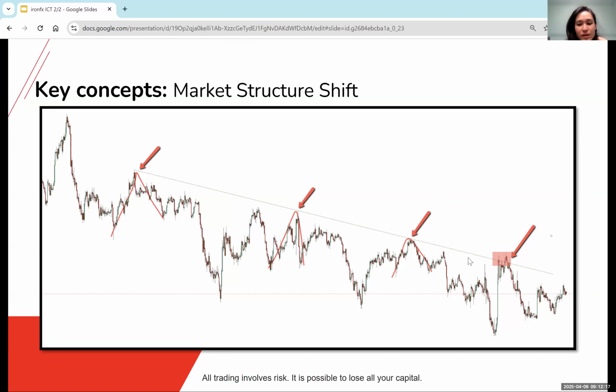Here you can see we have about four, where the fourth touch basically surpasses our descending trend line. So it just suggests that prices might continue moving upwards instead, since it's broken out of the descending trend line. Okay, so this is an example of a market structure shift from a downtrend into an uptrend.